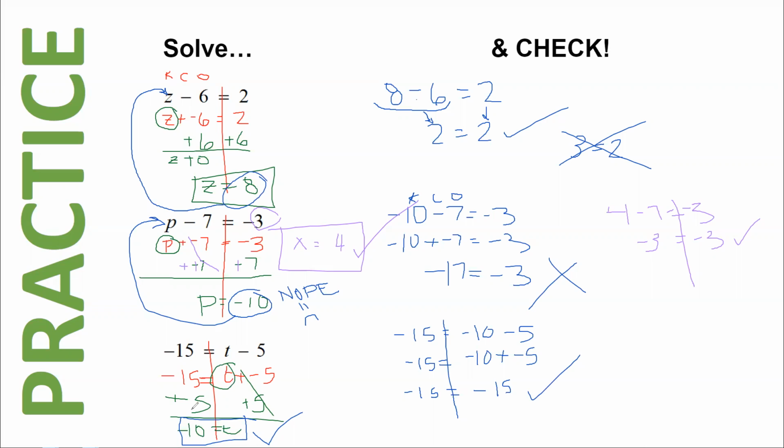I'm adding 5 to the other side to keep my equation balanced. Negative 15 plus 5 equals negative 10. I am not going to just take that as my final answer. I'm going to double check to make sure that's accurate.